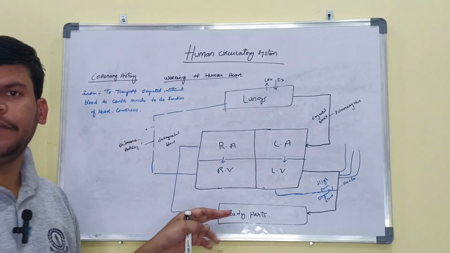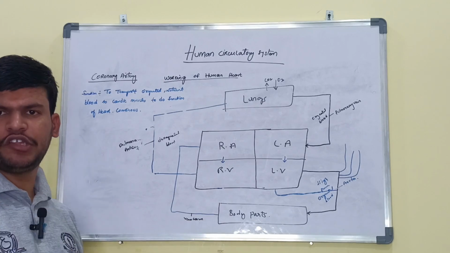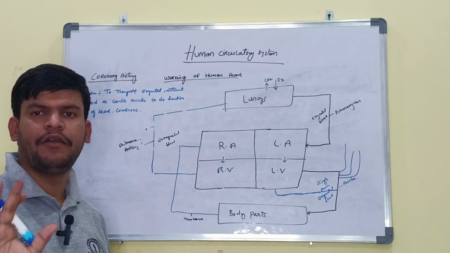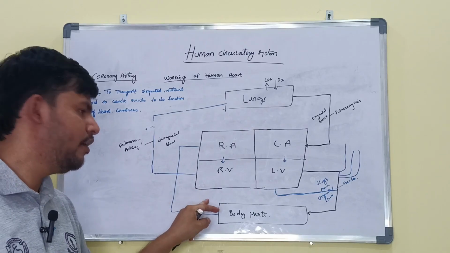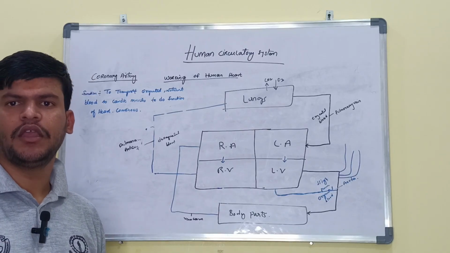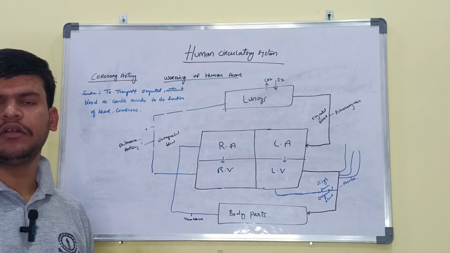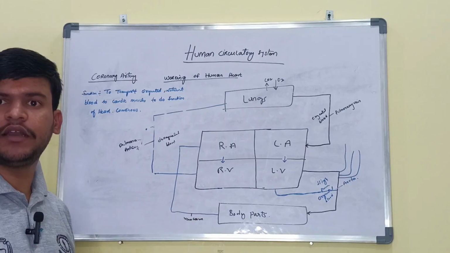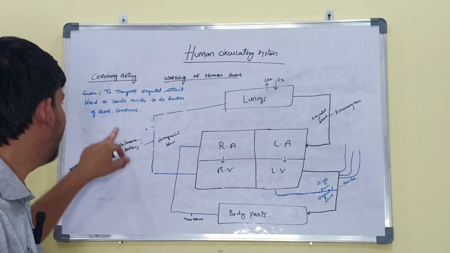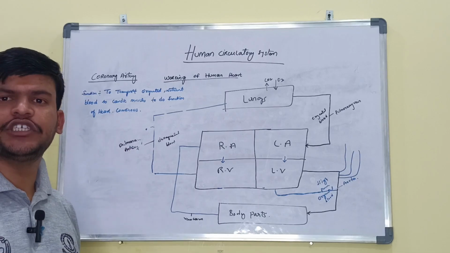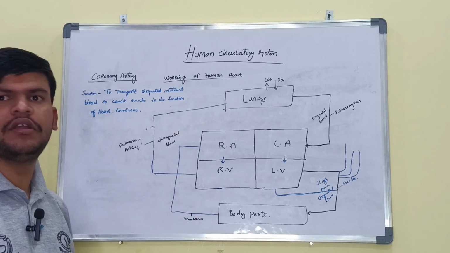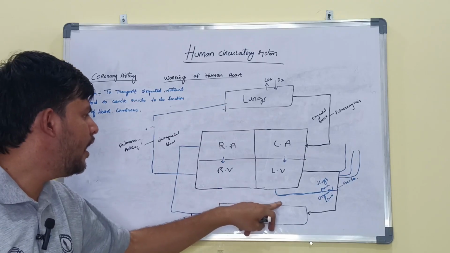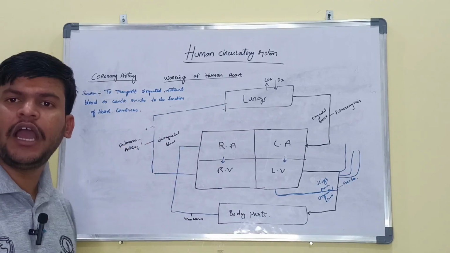The heart is working 24 by 7. If we want to work, we need some energy. We take food and then we work. Like that, if the heart wants to work 24 by 7, then it needs energy and nutrients. These nutrients will be carried by the coronary artery.